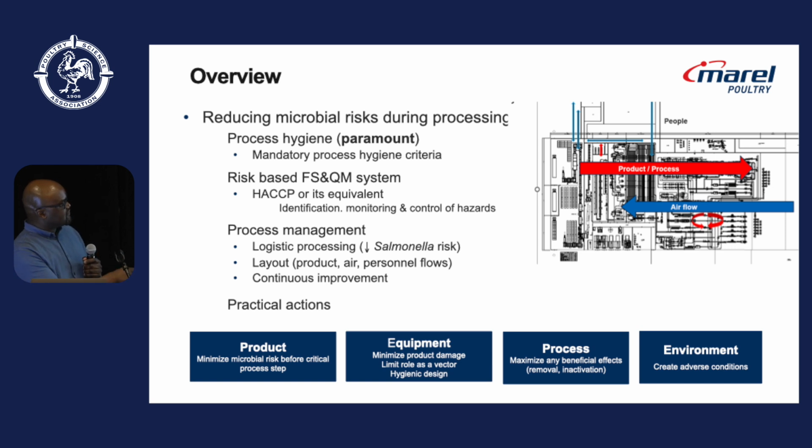Also, I'd forgotten to mention, you should also look at continuous improvement, and this is not only continuous improvement of your process or your process hygiene, but also the performance of your food safety and quality management system and other aspects of your process management. We see actions on 4 levels, or practical actions that can be taken at 4 levels. Those include actions at the level of the product, the equipment, the process, as well as the environment.